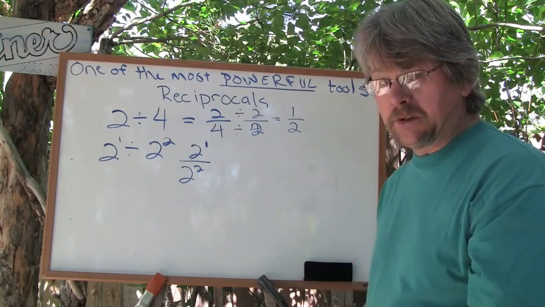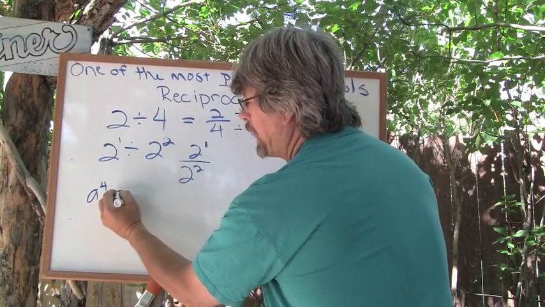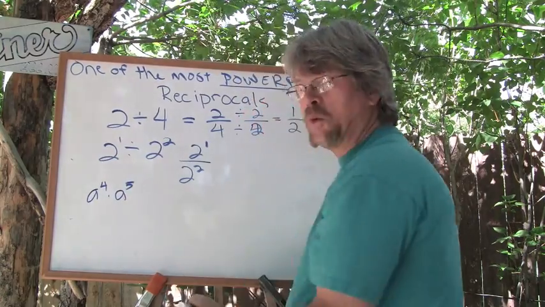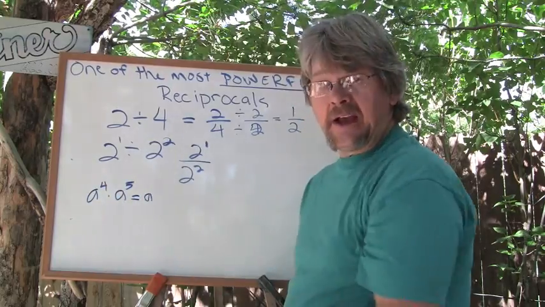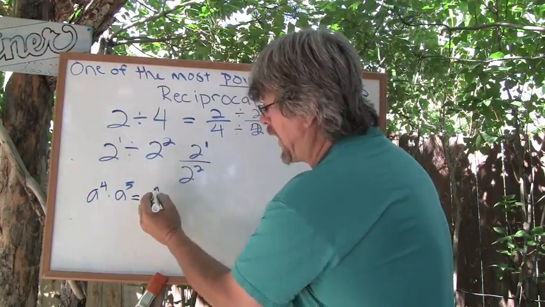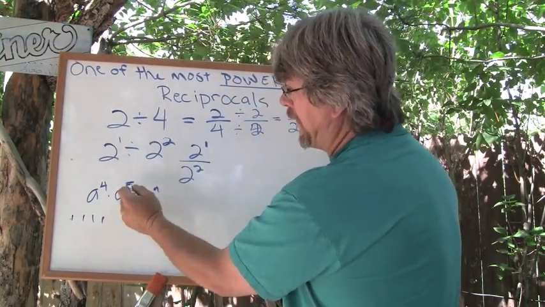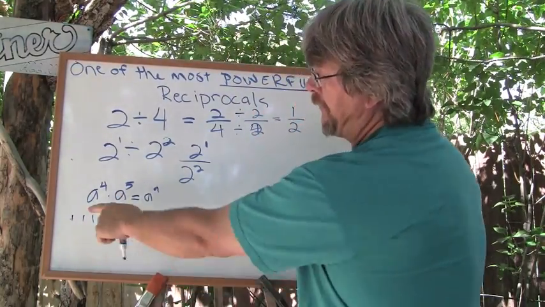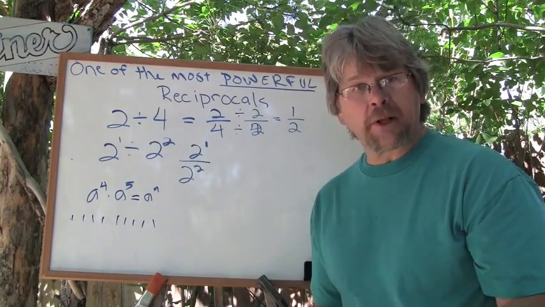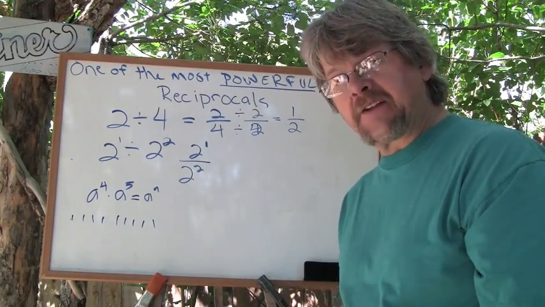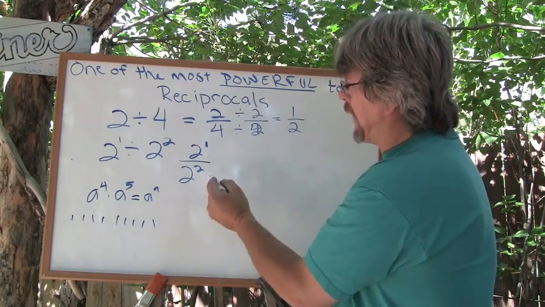You remember when we multiply exponents? A to the fourth times A to the fifth. We keep the same base and we add the exponents, A to the ninth. And the reason why is because this has 4 A's, 2, 3, 4, and this has 5 A's, and 4 plus 5 is 9. So we add the exponents when we're multiplying. It makes perfect sense that we subtract the exponents when we are dividing.